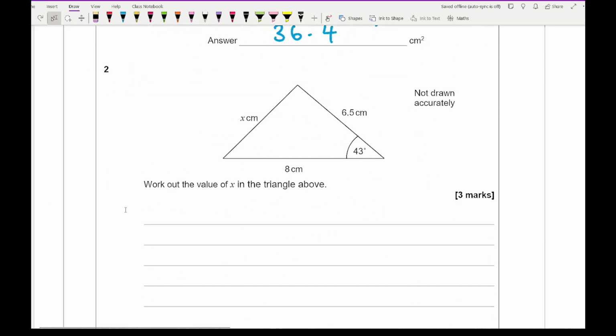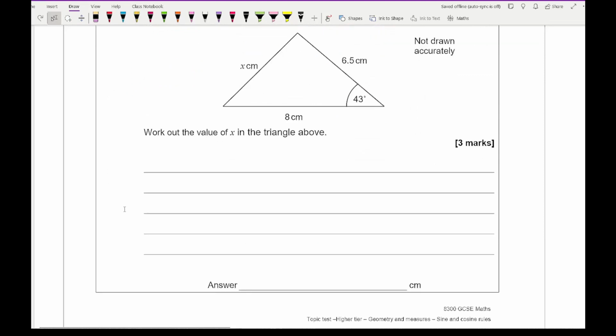Moving on to question 2, it says work out the value of x in the triangle above. Because I know three sides and an angle, I'm going to be using the cosine rule. Because x is the side, x squared equals b squared plus c squared minus 2bc cos A.